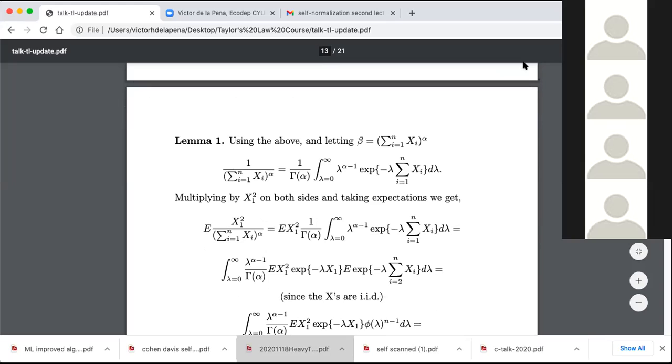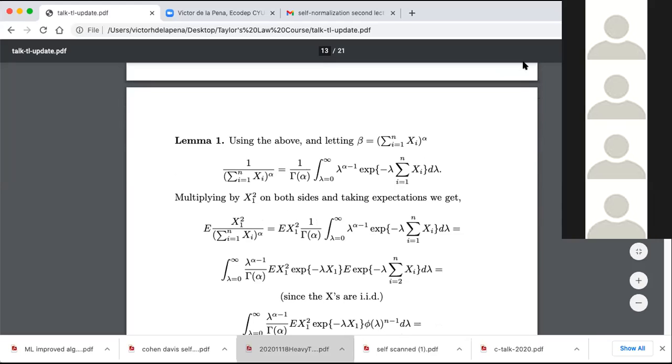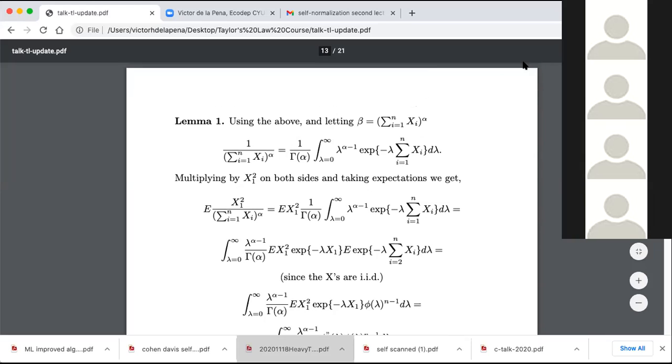Then, using the fact that we have IID variables, the second expectation becomes the Laplace transform to the n minus 1. And we now have to deal with the expected value of X1 squared e to the minus lambda X1. But this is just the second derivative with respect to lambda of the Laplace transform. Because if I have e to the minus lambda X1 and take the derivative with respect to lambda, I get minus X1 e to the minus lambda X1. If I take the second derivative, I get X1 squared e to the minus lambda X1. So the expected value of X1 squared e to the minus lambda X1 is the second derivative with respect to lambda of the Laplace transform. That's how we go from this line to this line.